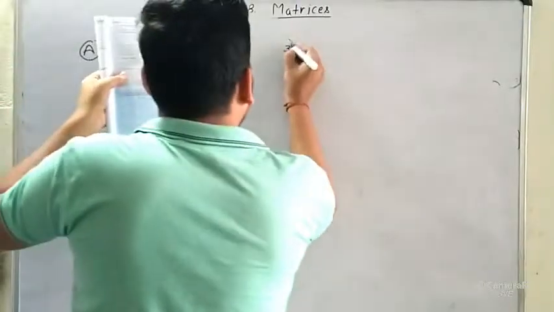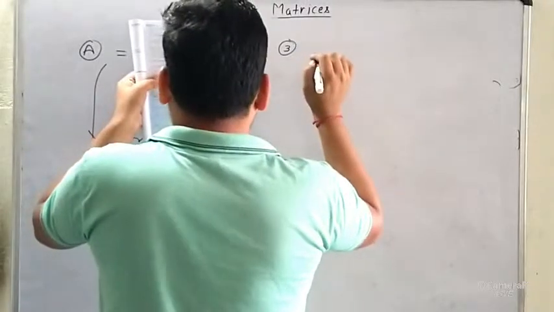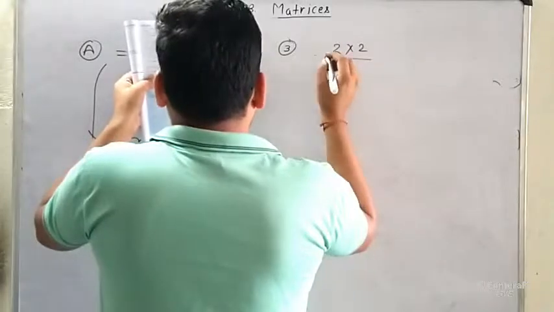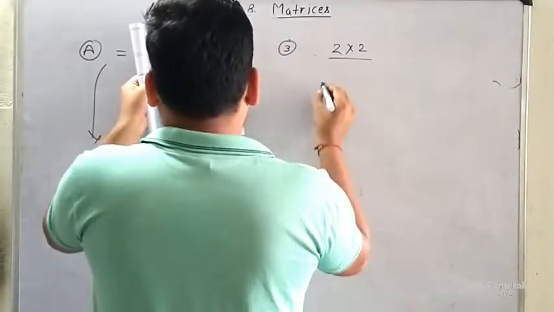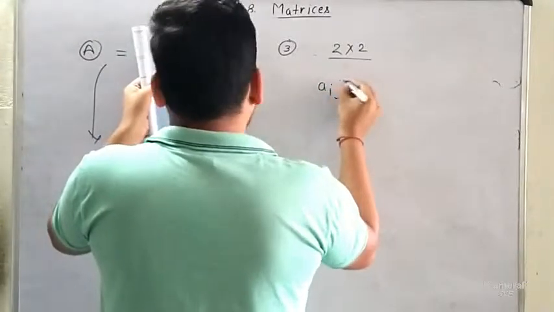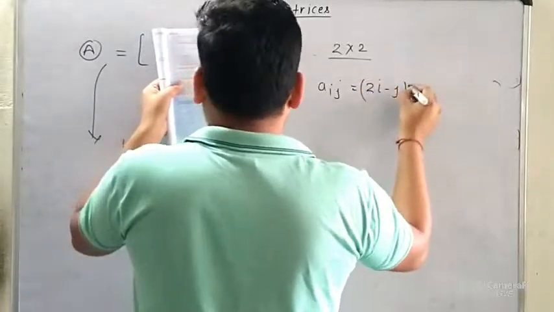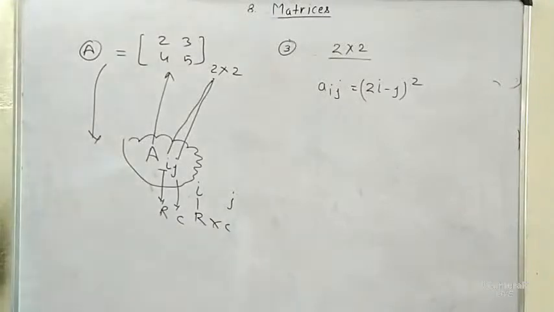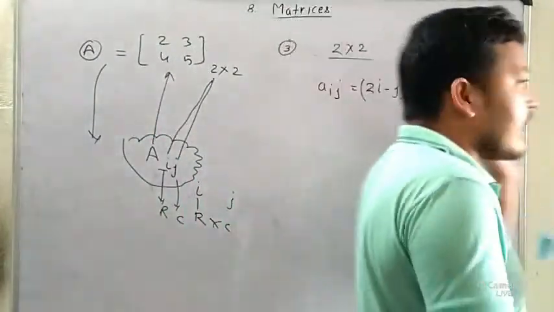One question is given in our exercise. Third question, construct a 2 by 2 matrix A where element Aij is equal to (2i minus j) whole square. So construct a 2 by 2 matrix. Question number three is given here. तो एक मैट्रिक्स आप लोगों को बनानी है जिसमें ये कंडीशन गिवन है.